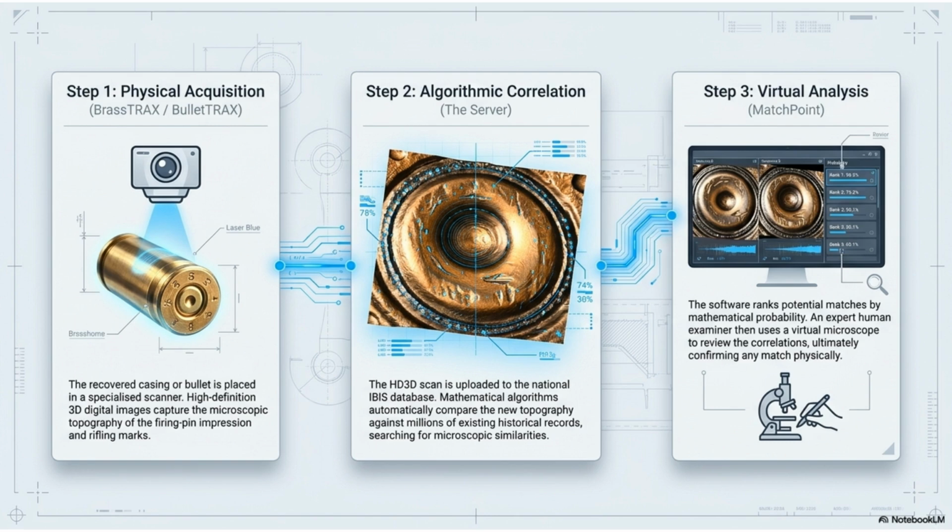The Integrated Ballistic Identification System, IBIS, involves 3 steps. First, physical acquisition captures the microscopic topography. Second, algorithmic correlation compares the data against a national database. Third, virtual analysis and expert review confirm potential matches.